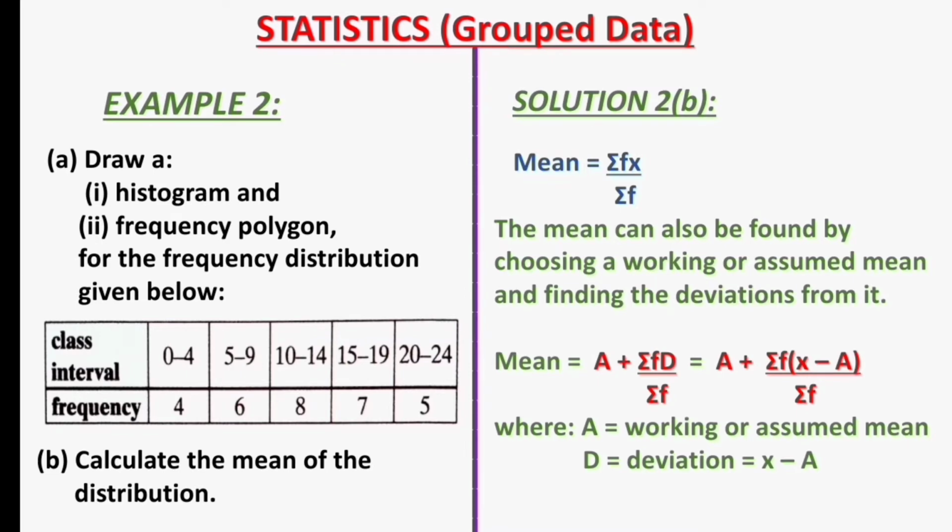That means another formula for the mean is the assumed mean plus sum of the frequency times the deviation from the mean divided by sum of frequency, which is equal to the assumed mean plus sum of frequency times the x value, which are the class mean values, minus the assumed mean, divided by sum of frequency. In this formula, A represents the working or assumed mean, while D represents the deviation from the mean. Please take note of this formula for working or assumed mean.